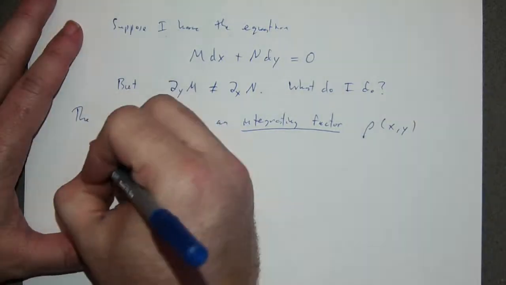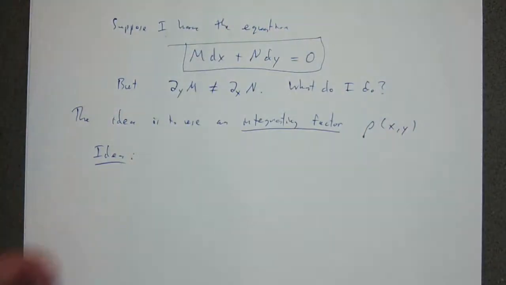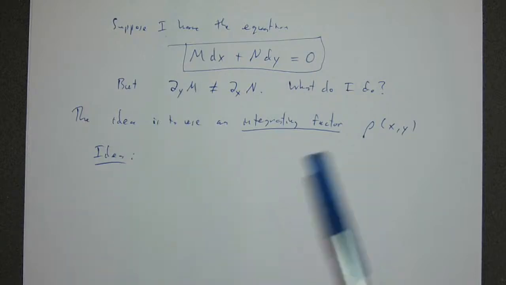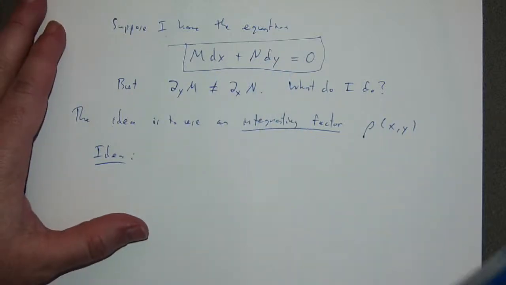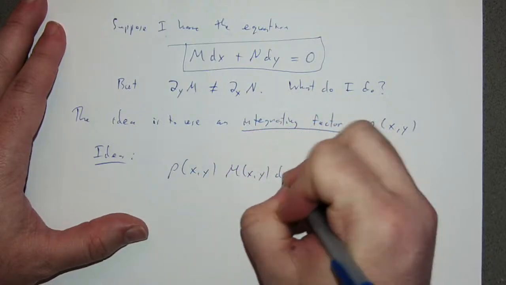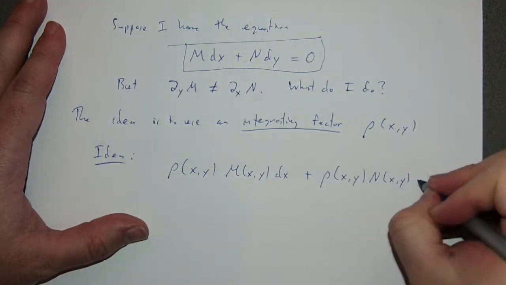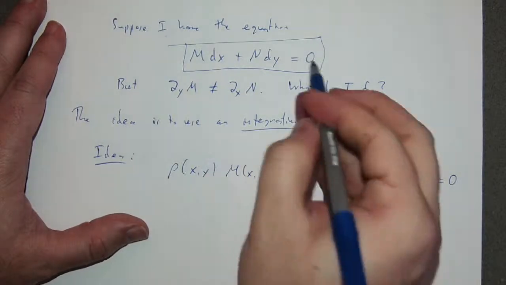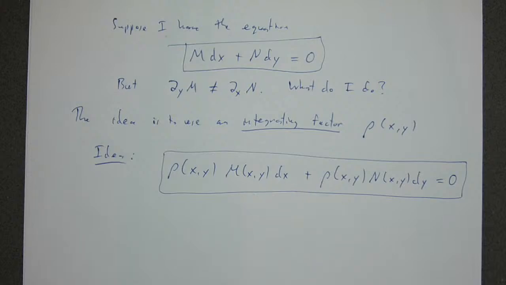So what does this idea say? Suppose I have an equation like this, and I take some non-zero function rho of xy, and I multiply both sides of this equation by rho, so that I get rho of xy times M of xy dx plus rho of xy times N of xy dy is equal to 0, because multiplying rho by 0 is 0. The question is, how does this alter the original equation that I started with?